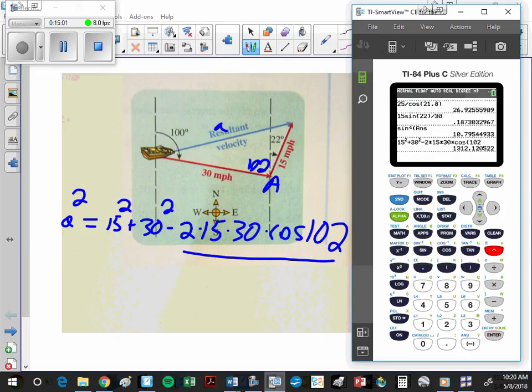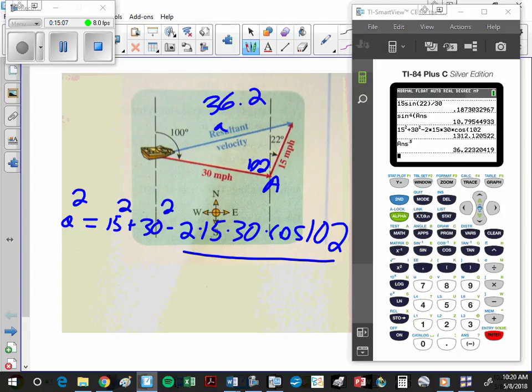I'm going to raise it to the 1/2, and I get 36. What does that mean? The boat is traveling 36.2 miles per hour in that direction. Yep, that is the magnitude.